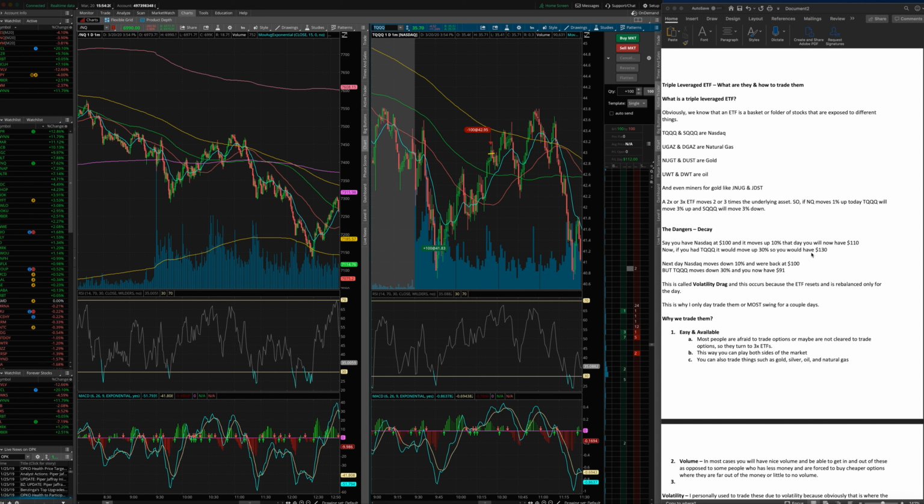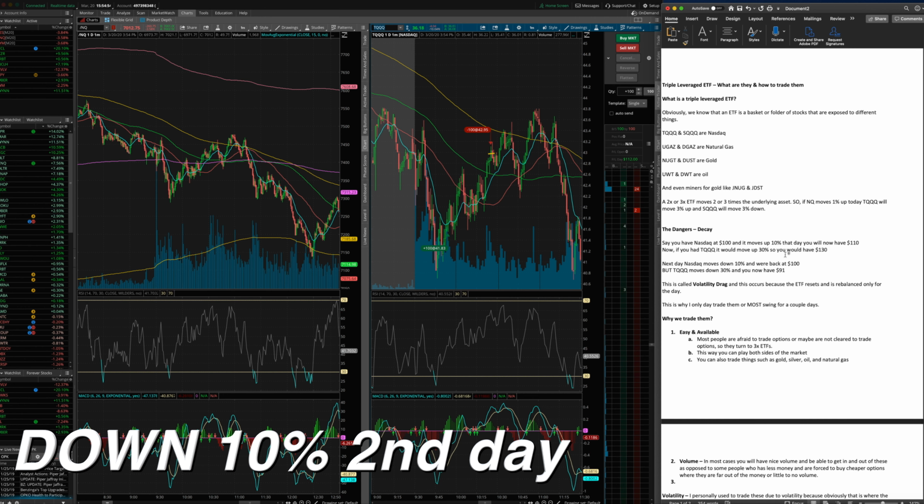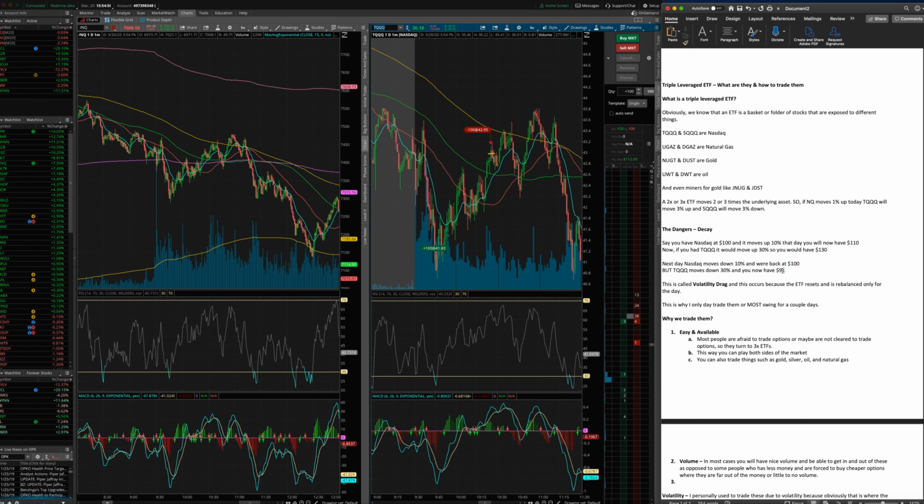But let's say that the next day the Nasdaq moves down 10%. Well, if we were at $110 and it goes down 10%, the Nasdaq is back at $100. But if TQQQ, which is now worth $130, moves down 30% because it's triple leveraged, you now have $91. This is called volatility drag, and it occurs because the ETF resets and is rebalanced every single day. So even though the market stayed essentially the same, it went up 10% the first day and down 10% the second day, you lost $9.